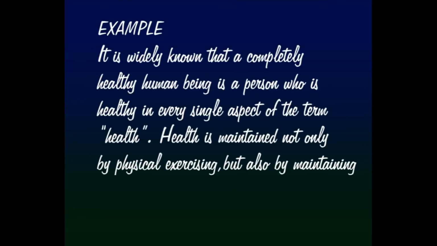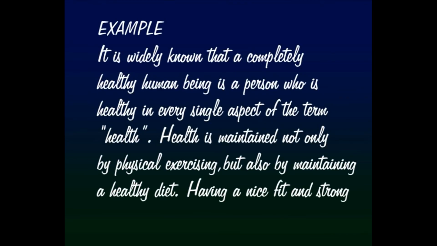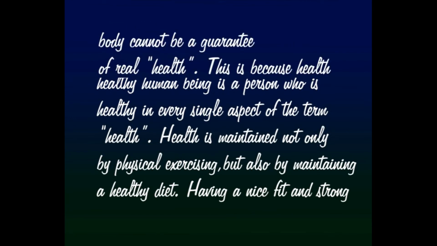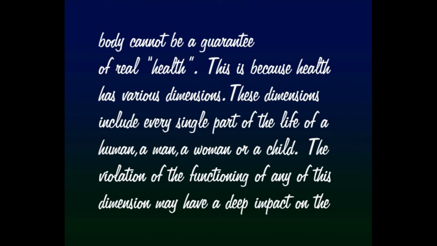Example: it is widely known that a completely healthy human being is a person who is healthy in every single aspect of the term health. Health is maintained not only by physical exercising but also by maintaining a healthy diet. Having a nice, fit and strong body cannot be a guarantee of real health. This is because health has various dimensions. These dimensions include every single part of the life of a human, a man, a woman, or a child.